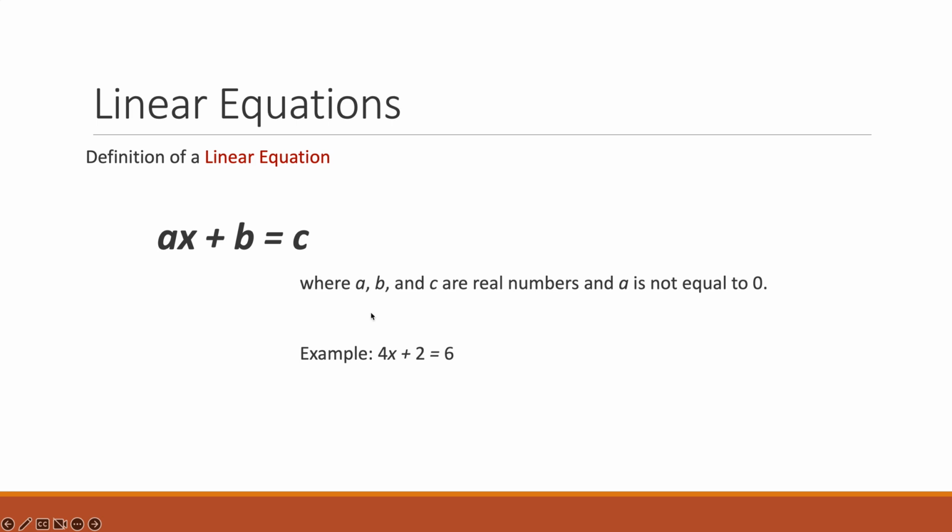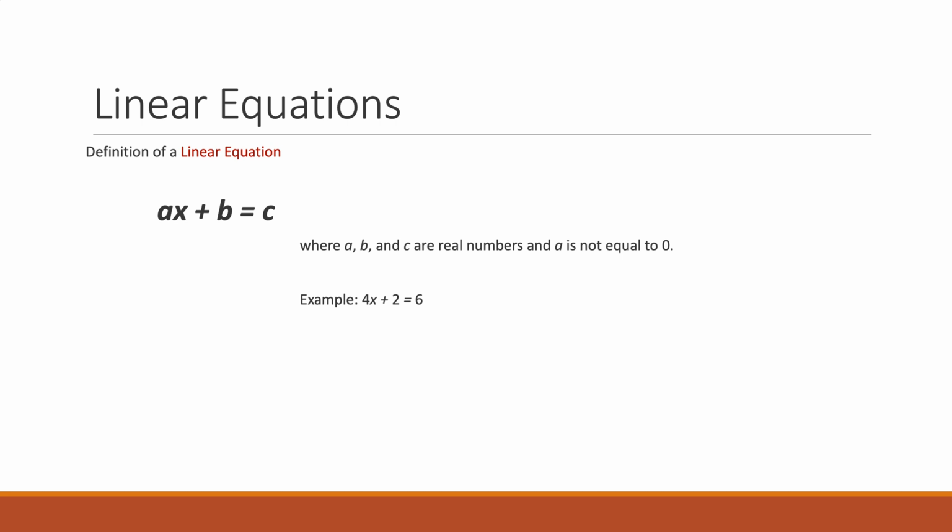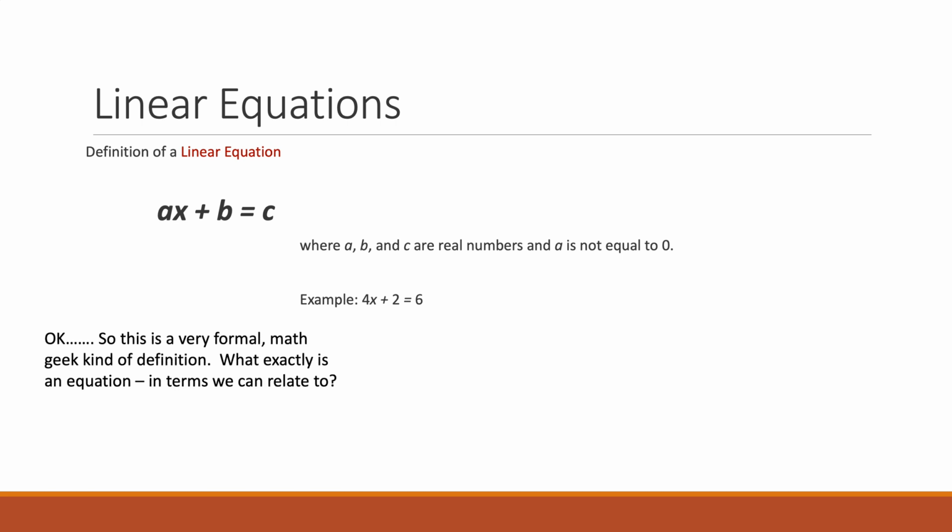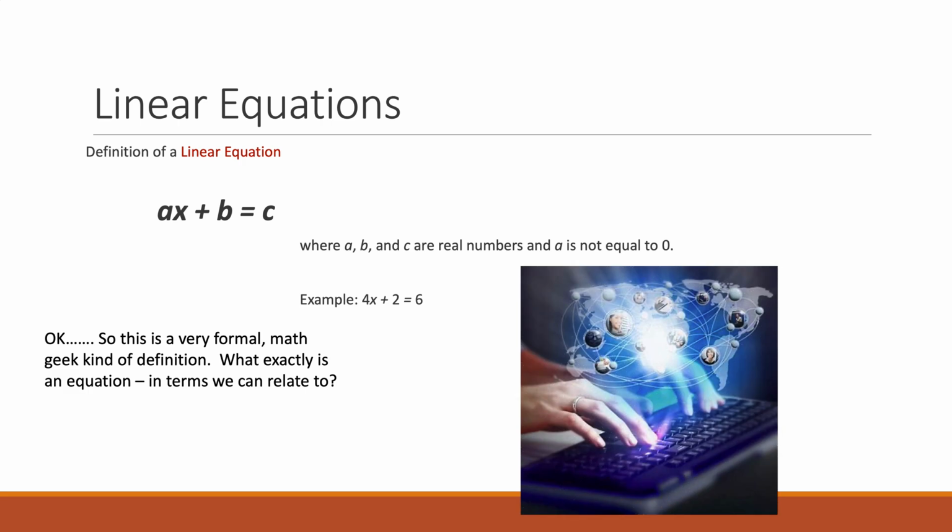This is a basic, very fundamental two-step equation that most students start to see when they're in 6th grade, certainly by 7th grade. Okay? So this is a very formal math geek kind of definition, that a linear equation looks like ax plus b equals c. What exactly is an equation in terms that we can relate to, not necessarily a math geek definition?